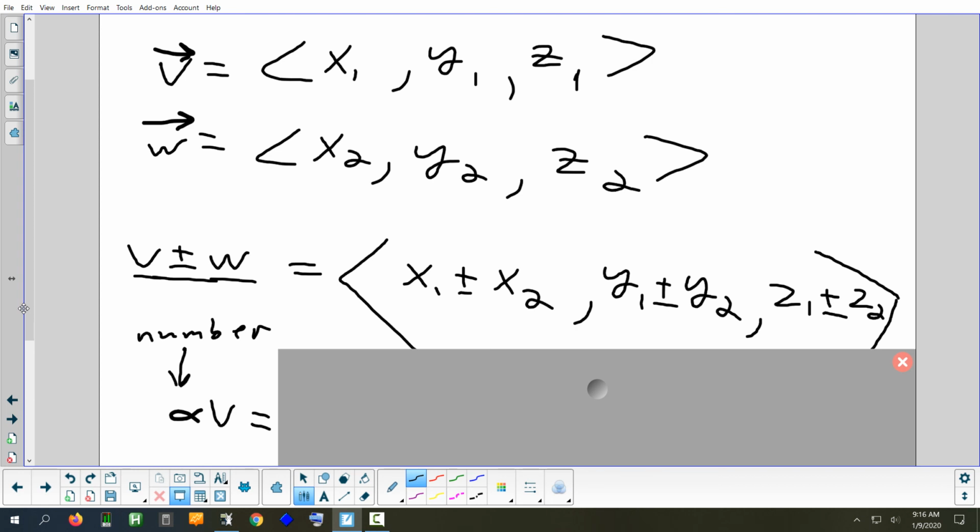Okay. Next thing we looked at is multiplying a vector by a number. Not a vector times a vector. That's a dot product. We did that yesterday. This was before that. A number times a vector. Anybody remember what happens when you multiply a number and a vector? Just 3 things that can happen. Anyone give me one of the 3?